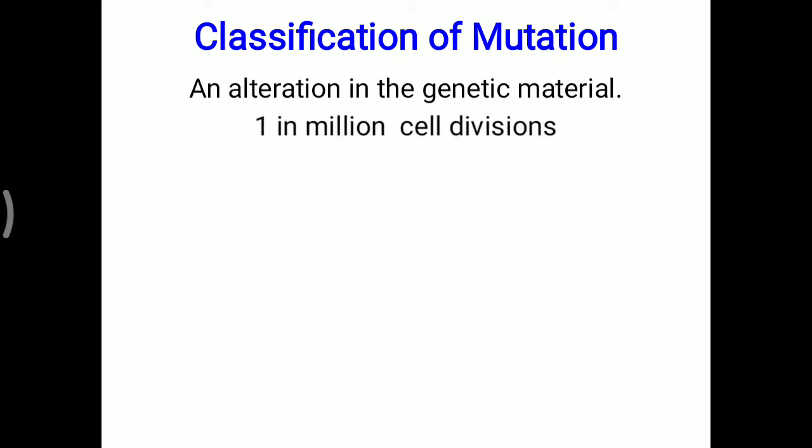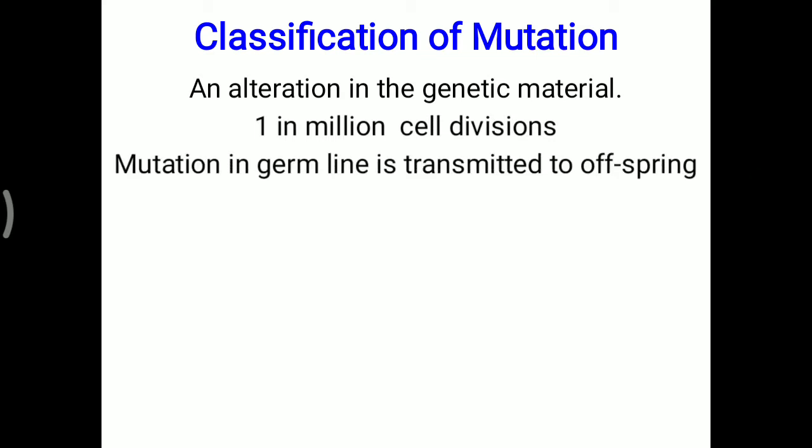When a mutation occurs, it will alter the genetic material. Normally, one mutation is seen per million, meaning 10 raised to 6, cell divisions. But if the mutation is in the germline, then it will be transmitted to the offspring. Normally the body will try to destroy that mutation, but if it remains there, then it will be transmitted.